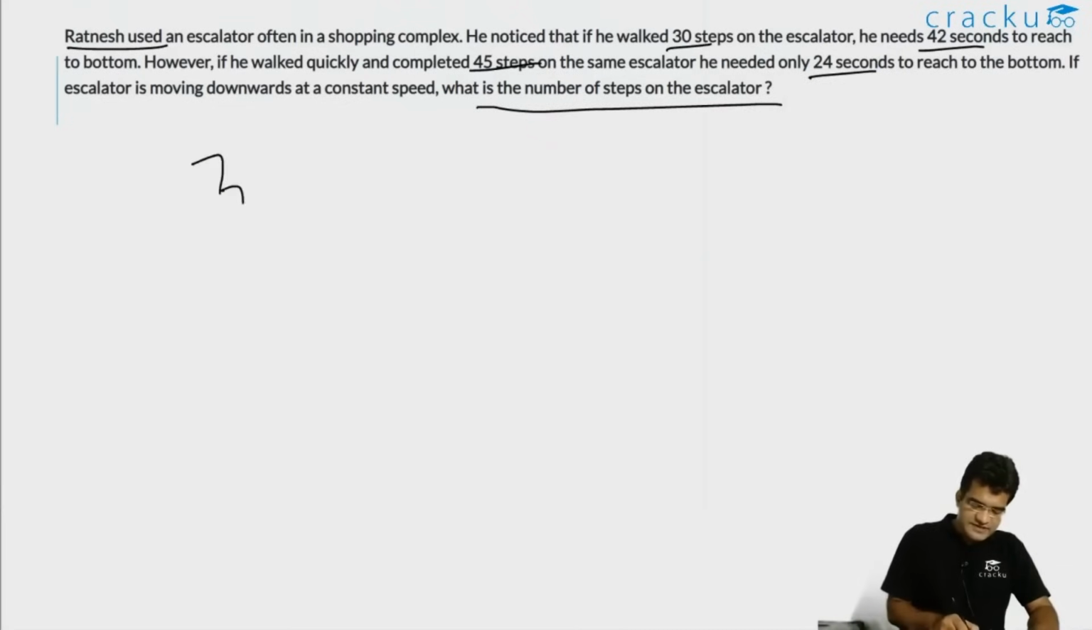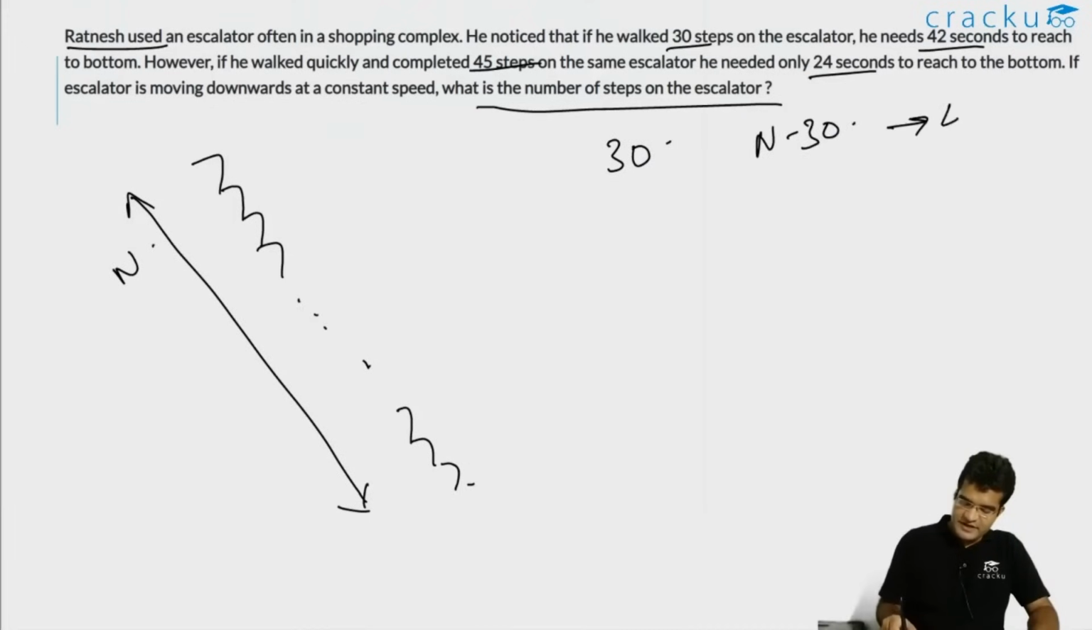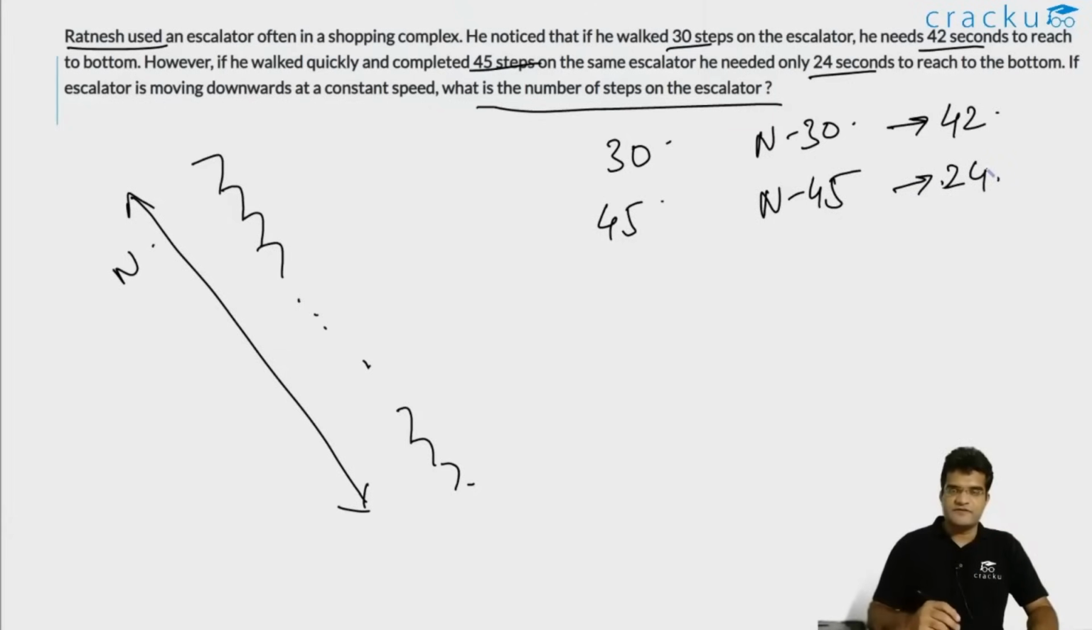So let us first look at the escalator. Let us suppose that this is the escalator, and let us assume that the total number of steps on this escalator is n. Now if Ratnesh covers 30 steps, the escalator is covering the remaining steps, so the escalator has covered n minus 30 steps downwards. And how much time did it take? It took 42 seconds. If Ratnesh walks fast and covers 45 steps, the remaining n minus 45 have been moved by the escalator itself, because the escalator also is coming down. And how much time did it take? It has taken only 24 seconds to do this.